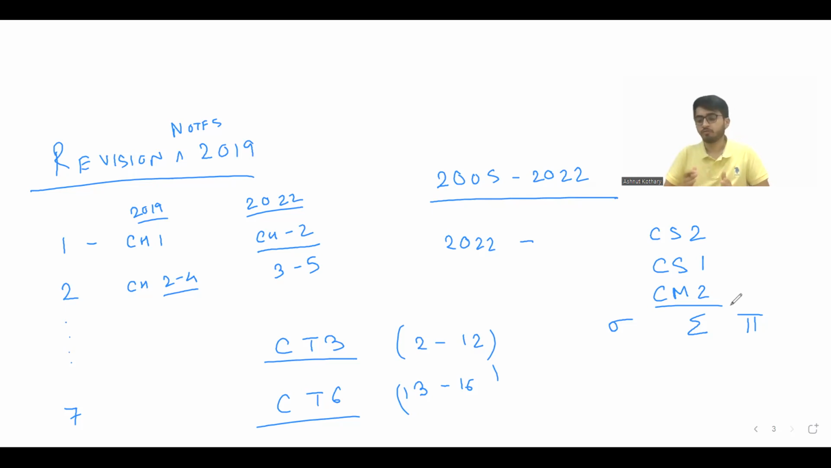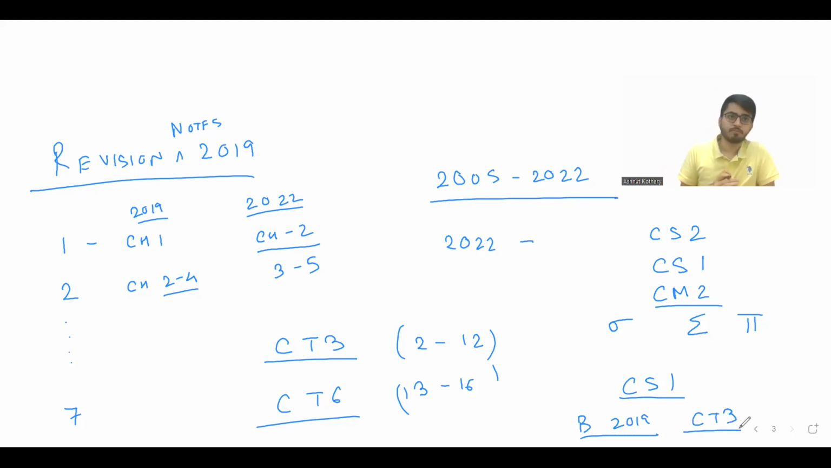From 2019 onwards, you will be solving the CS1 paper, but before 2019, you need to solve the entire CT3 paper, because almost all the topics which were there are in the current syllabus. Minor topics might not be part of the current syllabus. That is something I'll keep informing you about in due course. And you need to look at those 3-4 topics from CT6.